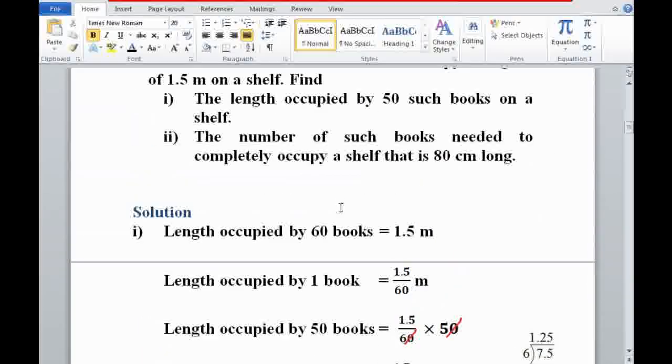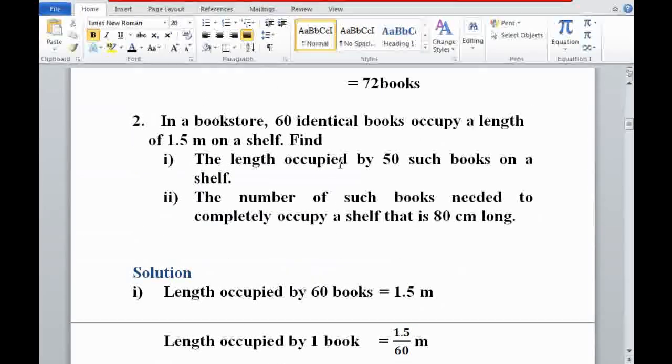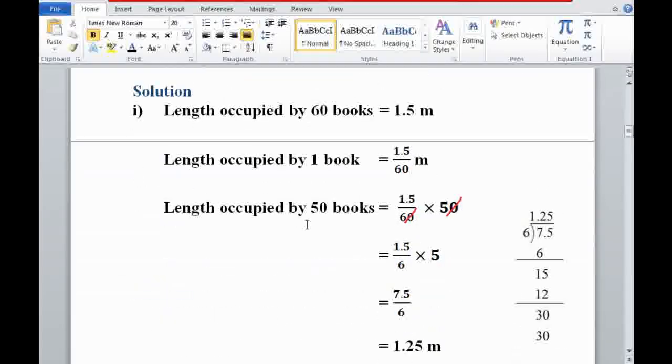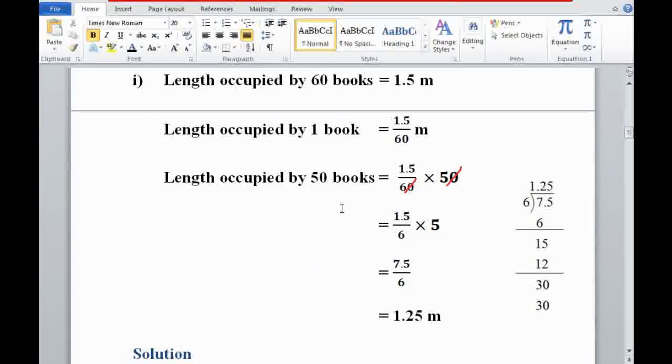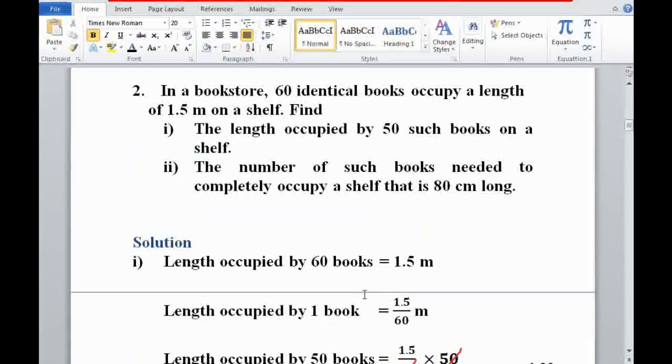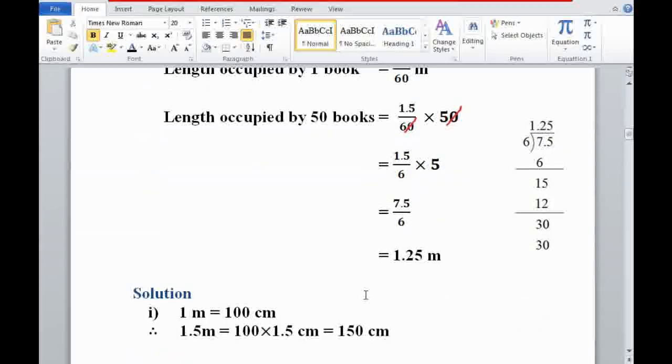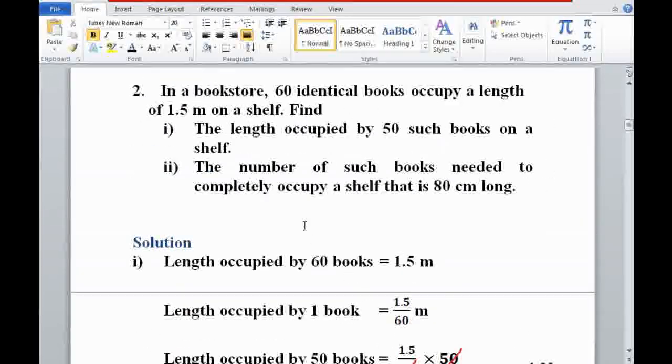As we know that the number of books is directly proportional to the length on a shelf. So, if 60 identical books occupy 1.5 meters on a shelf, then 50 books occupy 1.25 meters on a shelf. Now, second part from the question is to find the number of such books needed to completely occupy a shelf that is 80 centimeters long.